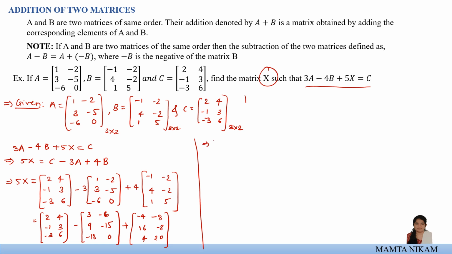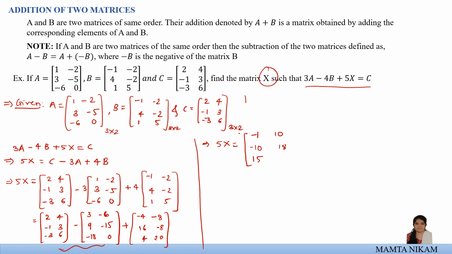क्या होगा ये further? ये होगा 5x equals to 2 minus 3. Now we'll be doing addition and subtraction of each element, corresponding elements. पहले दो matrices के कर लेते हैं, फिर बाकी इस matrices के. तो 2 minus 3 ये होगा minus 1, 4 minus of minus plus 6, तो 10, minus 1 minus 9 minus 10, 3 minus minus plus 15, 18. Then minus 3 minus minus plus 18.